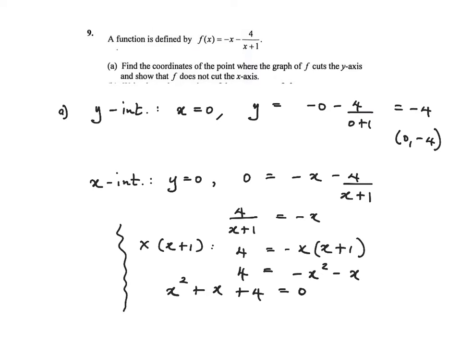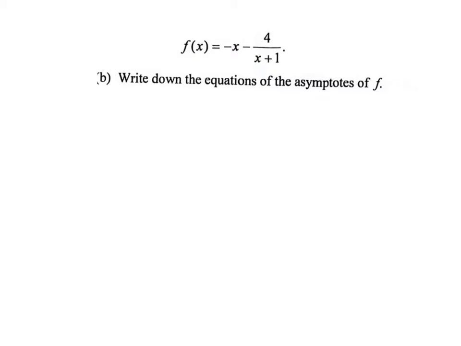Now a quick calculation. B squared minus 4ac gives us 1 minus 16, which is minus 15. Minus 15 is less than 0. So there are no x-intercepts. Now, we know that x cannot equal minus 1 because that gives us a 0 on the bottom line. So we have a vertical asymptote then at x equals minus 1.